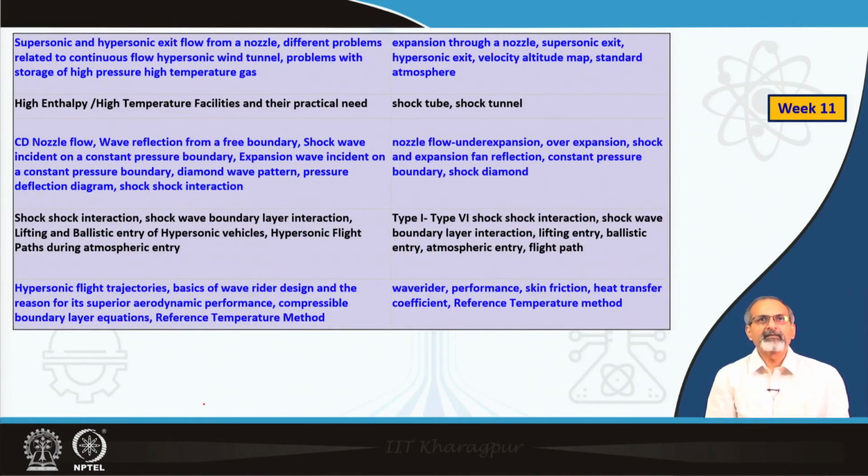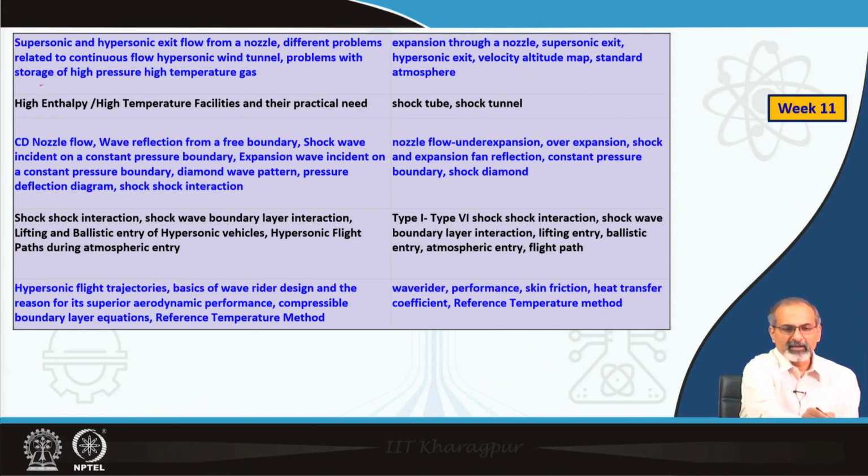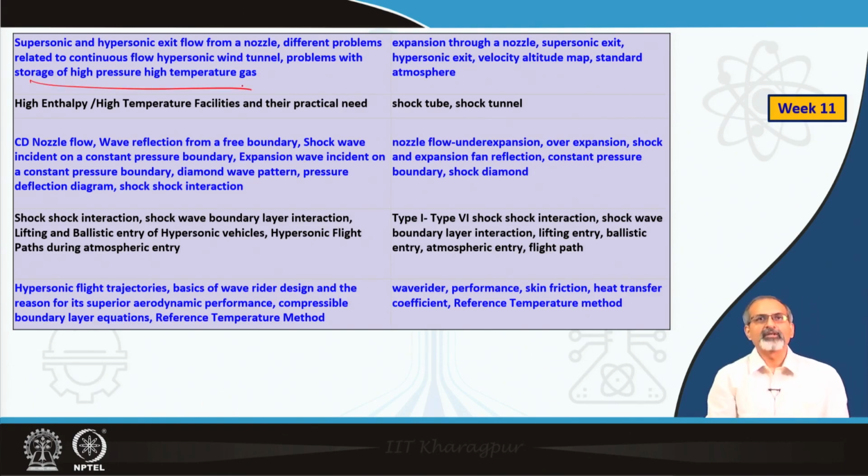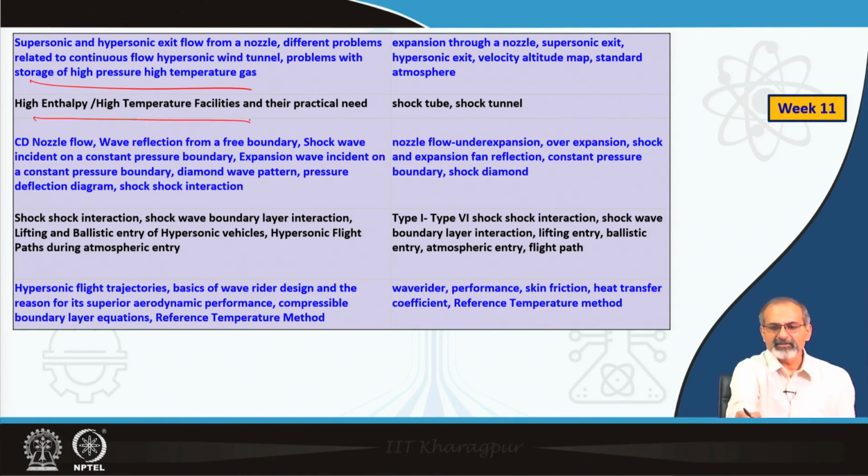Moving to week 11, supersonic and hypersonic flows through nozzles, different problems associated with continuous flow hypersonic wind tunnel, including problems of storage of high pressure, high temperature gas was discussed, and then we discussed high enthalpy, high temperature facilities, including shock tubes and shock tunnel and their applications, CD nozzle flow, wave reflection from free boundary, shock wave incident on constant pressure boundary, or expansion wave incident on constant pressure boundary.